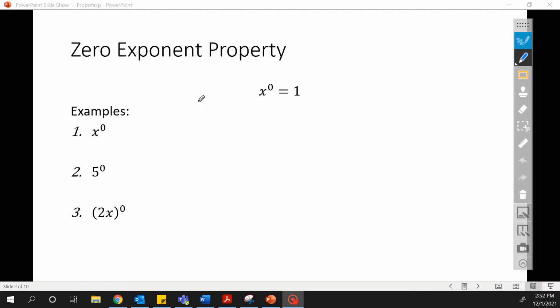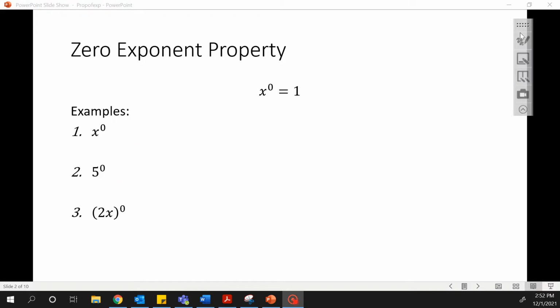So our examples, of course, if we look at x to the 0 is equal to 1. It's the zero exponent property. 5 to the 0. If we raise 5 to the 0 power, that's also equal to 1. 2x to the 0. Well, that whole thing is being raised to the 0 power, so it's equal to 1. Very easy property of exponents. An exponent of 0 will evaluate to 1.